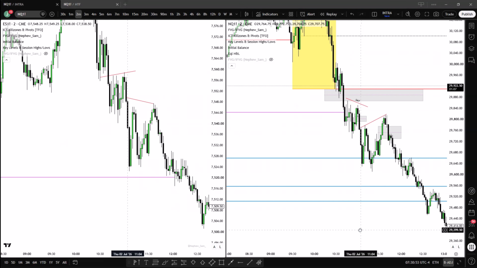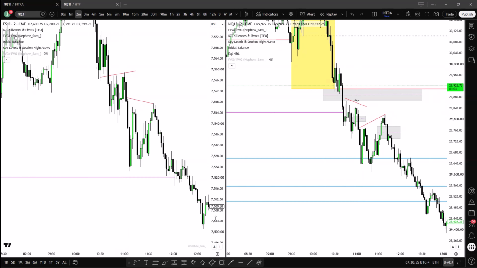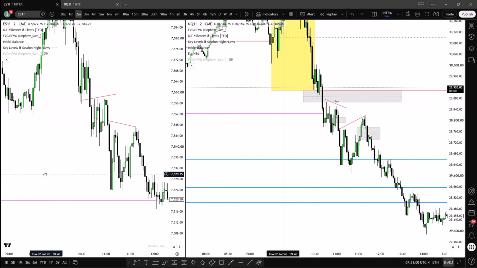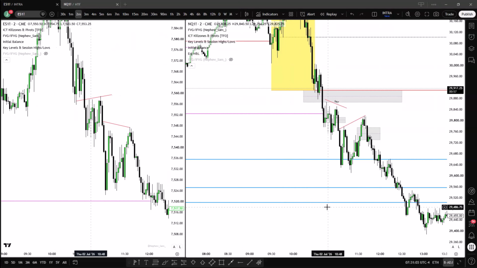Now we're going to need an execution, so let's go to the shorter-term charts. Let me just spread this out a little bit. On the right is the NASDAQ, on the left is the ES, because obviously we're using the ES for reference. So here is that SMT back into the 15 minutes.